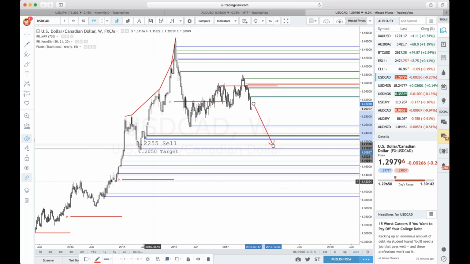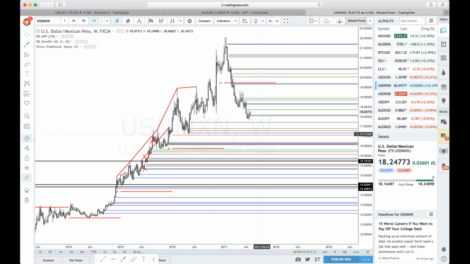There are still 2 yearly pivots below where we are right now. I would say it is my feeling that we're going to see oil rise and the Canadian dollar rise and the dollar fall, and we are going to get to at least 1.2137.